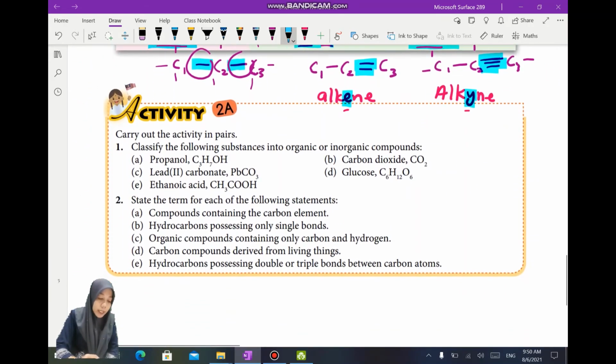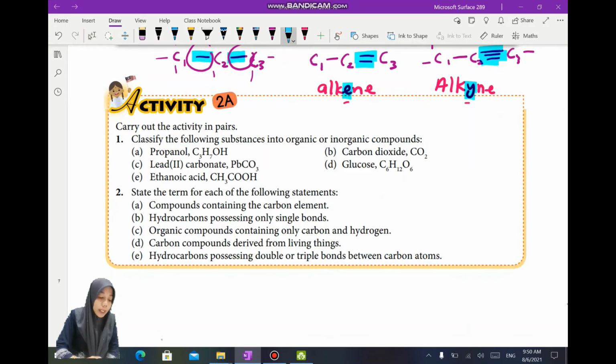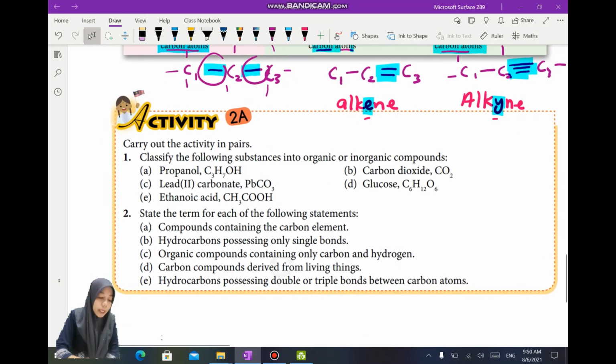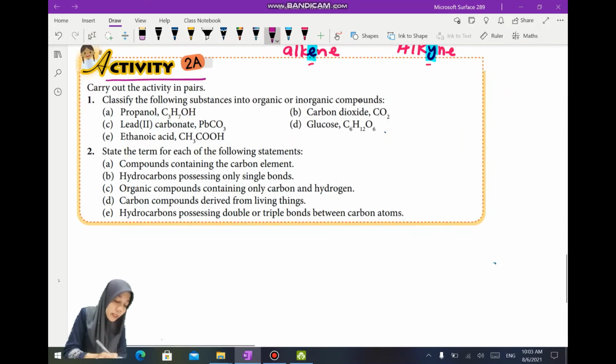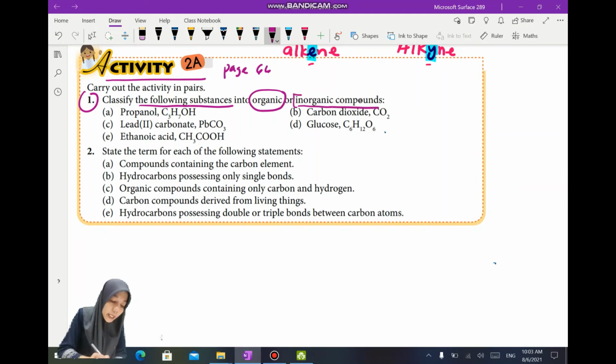Okay, now kita nak tengok pula kepada activity 2A. Okay, kita nak tengok activity 2A. In your textbook, page 66. Okay, number 1. Classify the following substance into organic or inorganic compound.